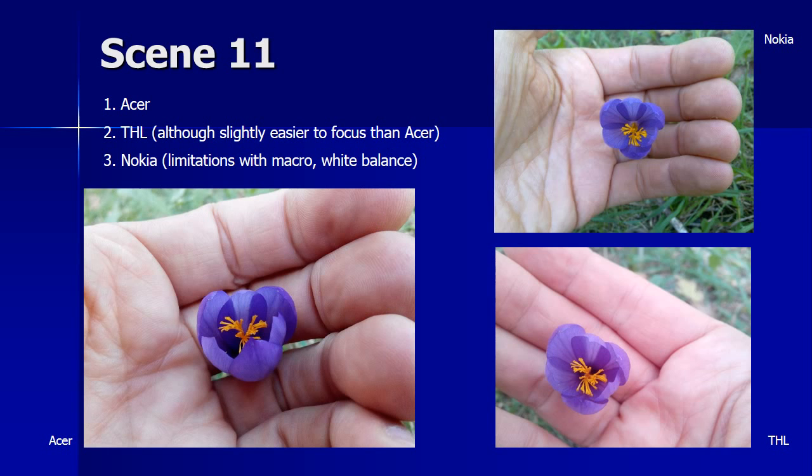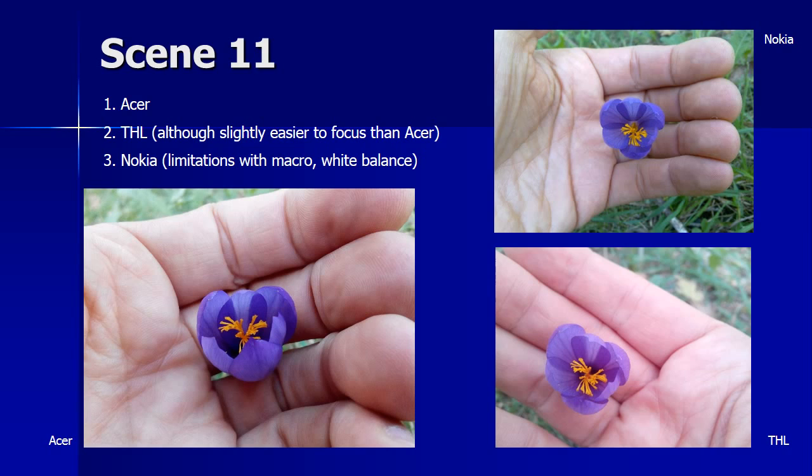So what I ended up doing is putting my head behind the flower, so the focus on the head would also help to get focus on the flower, because all three cameras went totally wild. They all wanted to focus on the grass instead of the flower. I have to give it to the THL. It was slightly easier to focus than the Acer.